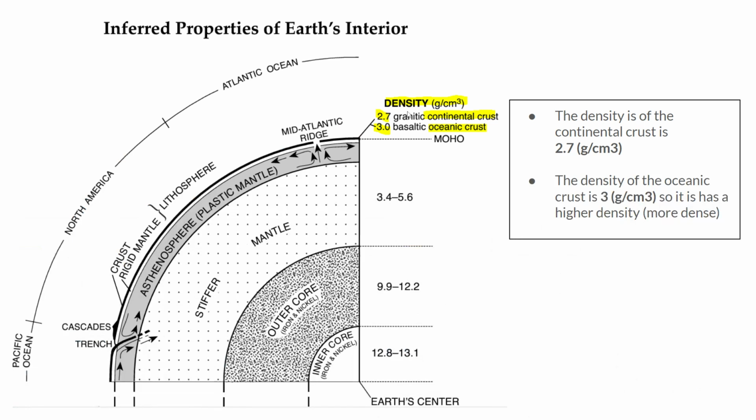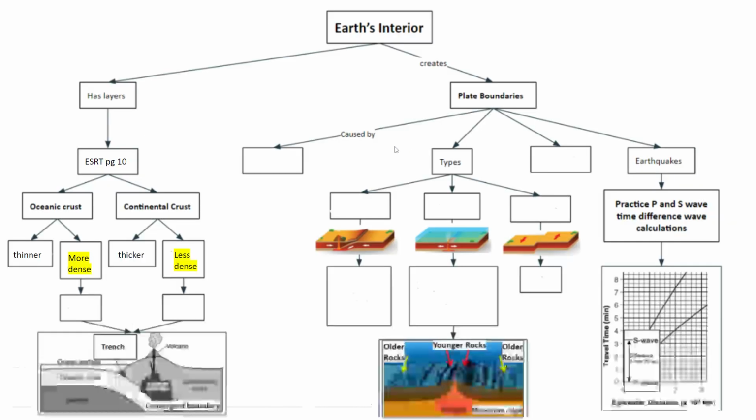You can also find the density of the continental and the oceanic crust on your reference table, as you can see here. We can see that the continental crust has a density of 2.7 grams per cubic centimeter, and the oceanic crust has a density of 3 grams per cubic centimeter. So this means that the oceanic crust is more dense than the continental crust. You don't have to memorize this, it's on your reference table. Let's write that down. Our oceanic crust is thinner but more dense, and our continental crust is thicker but less dense. Pause the video if you need to.